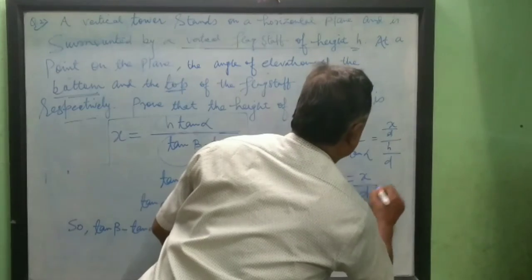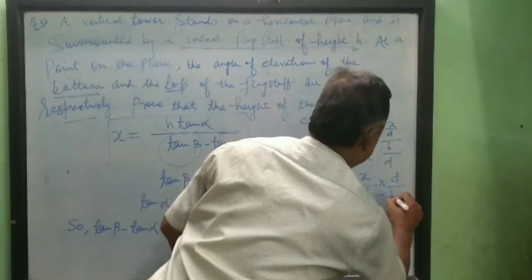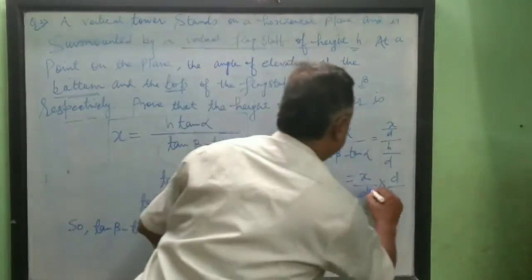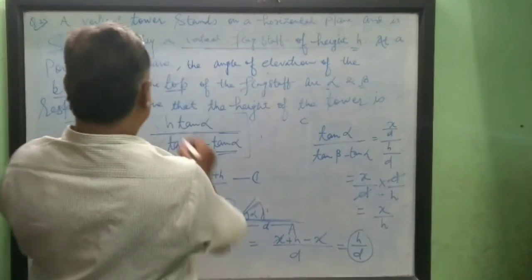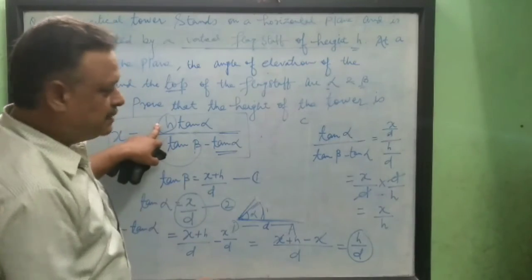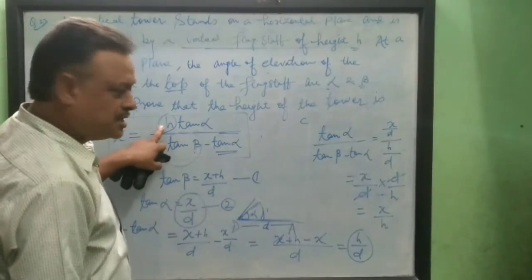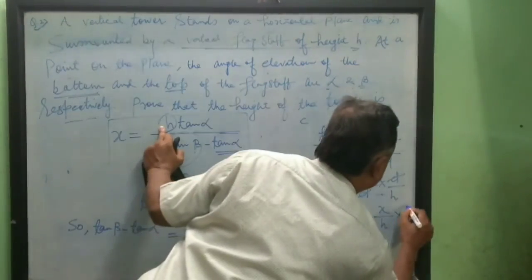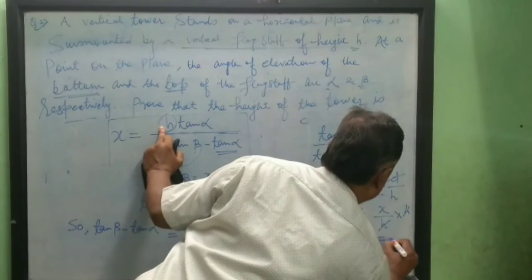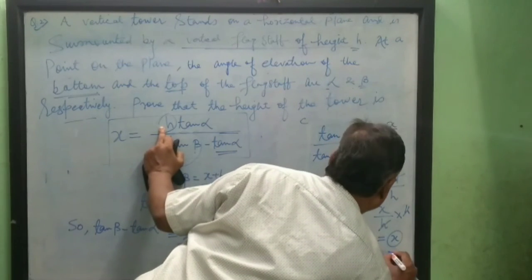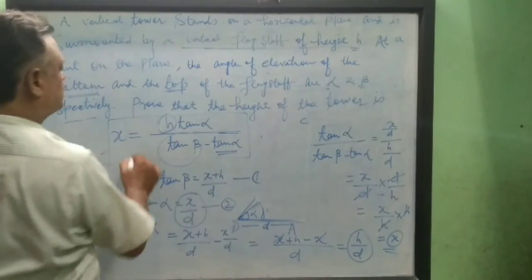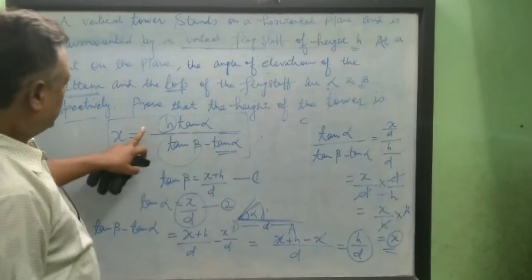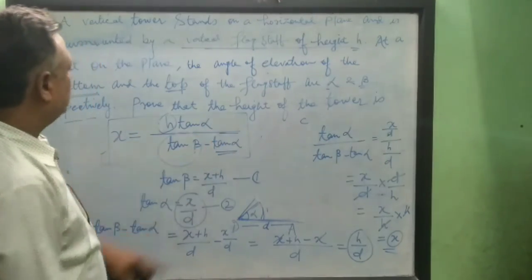So x by d into d by h, cancel out. So this is giving you x by h and into h. Multiply this quantity by h is equal to x, which is the height of the tower. So it is proved. x is equal to h tan alpha divided by (tan beta minus tan alpha).